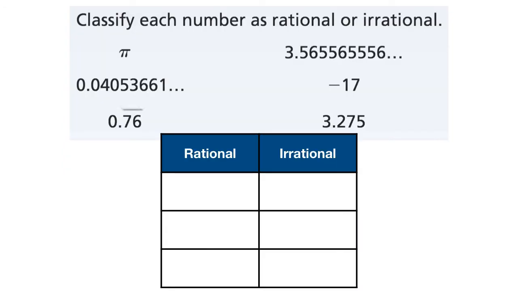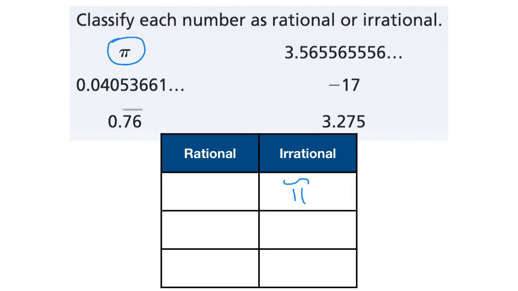Let's classify numbers as rational or irrational. Remember, rational numbers are anything that can be written as a fraction. This includes terminating and repeating decimals. And irrational numbers are your never-ending, non-repeating decimals. First up, we have pi. Pi is always going to be irrational. We may round pi, but it is an irrational value.